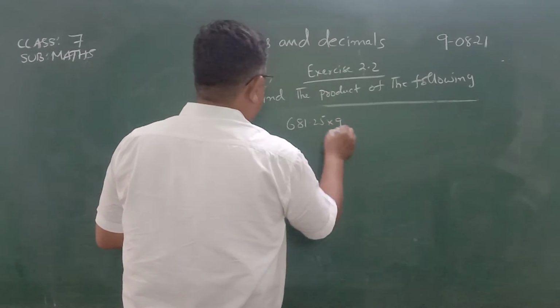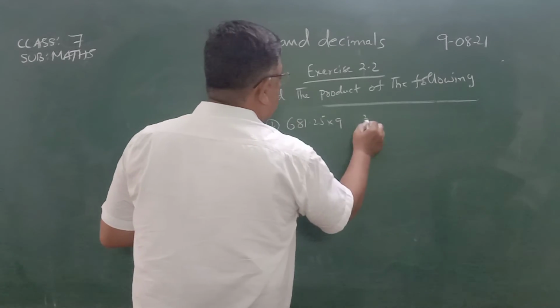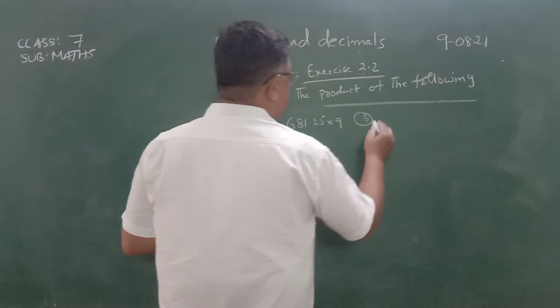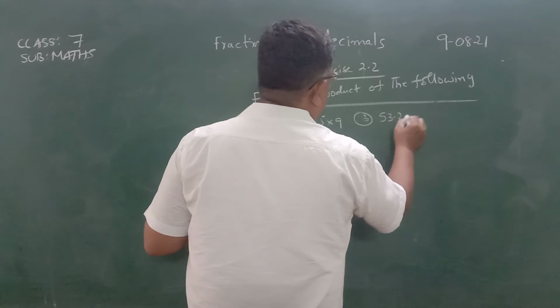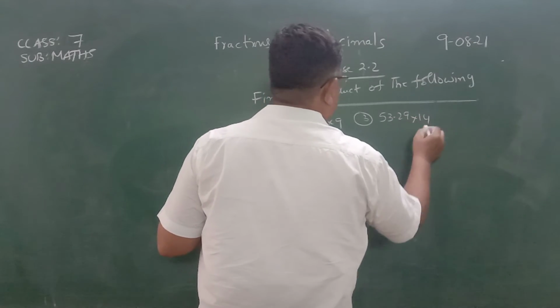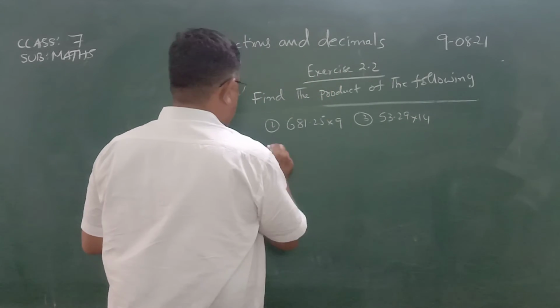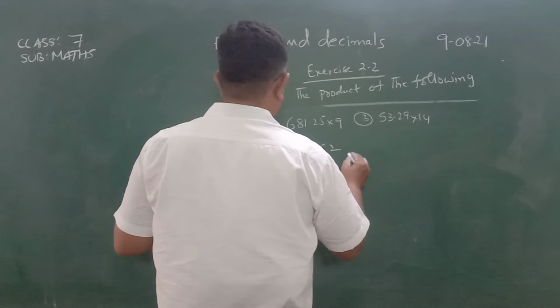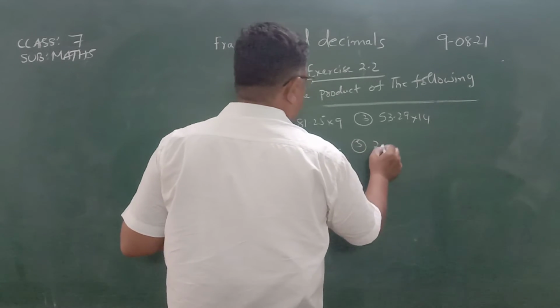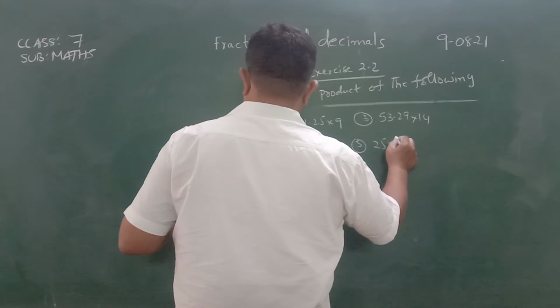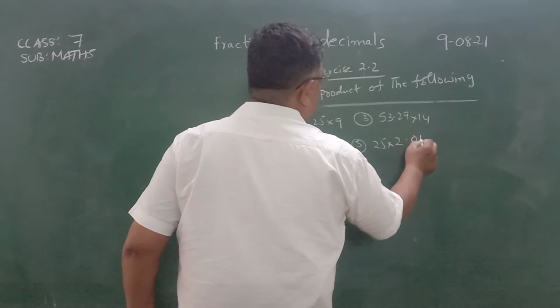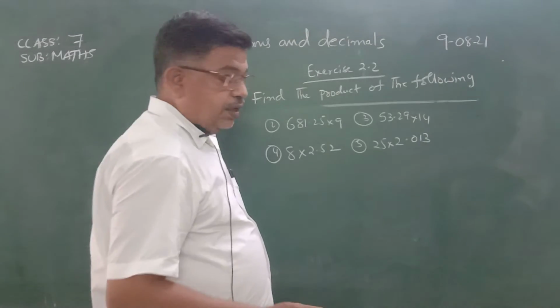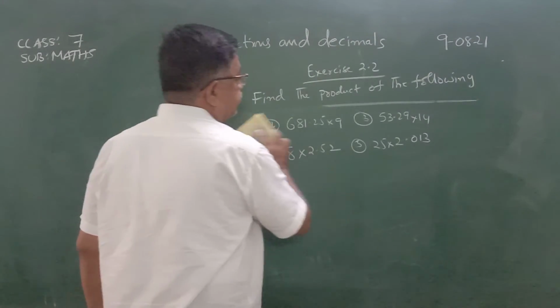681.25 into 9. Second problem, this is. Third problem, 53.29 into 14. Fourth problem, 8 into 2.52. Fifth problem, 25 into 2.013. So all these you can try, or I will do the fifth one for you.